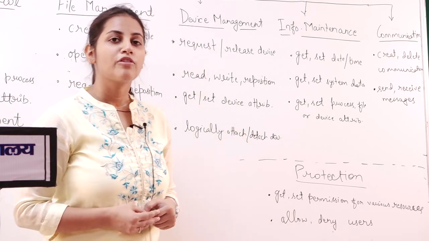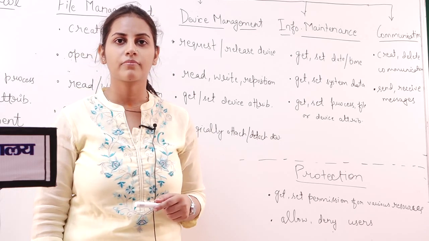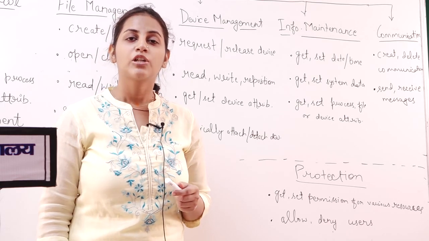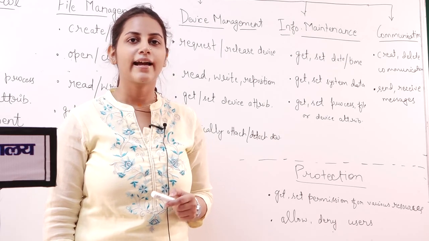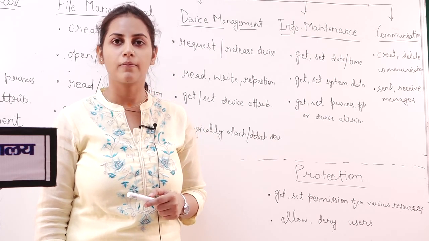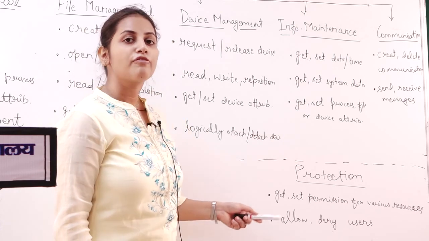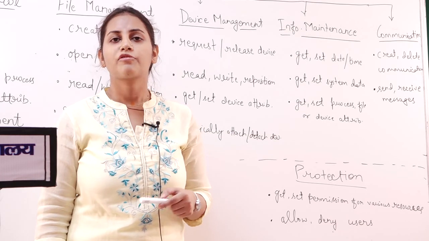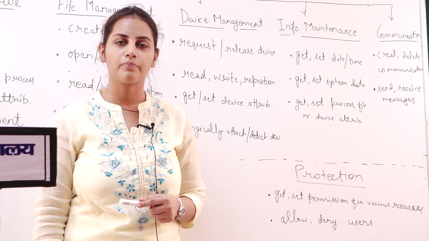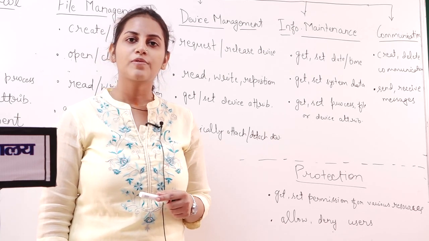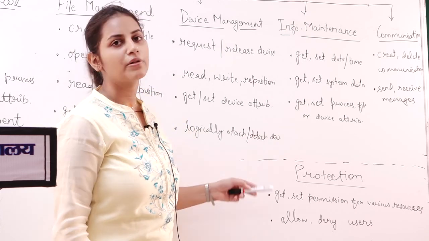There are system calls for getting and setting permission to access various resources. Like a file may be set to read only. In that case, a process can only read that file and cannot change the contents of the file. Similarly, there are system calls for allowing and denying users from accessing some of the resources associated with the operating system. All the types of system calls that make these things possible can be grouped into the category of protection.